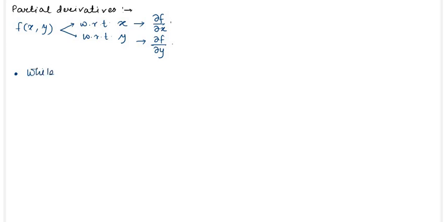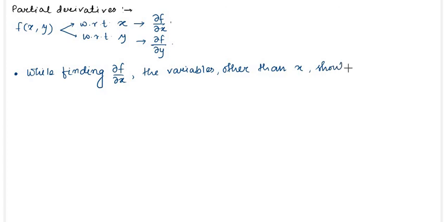So the differentiation procedure is that while finding del f del x, the variables other than x should be treated as constant. Similarly, in the case of del f del y, whenever we find the partial derivative with respect to y, we have to treat the other variables as constant, and the rest of the procedure is exactly the same as we have done in the case of a single variable.